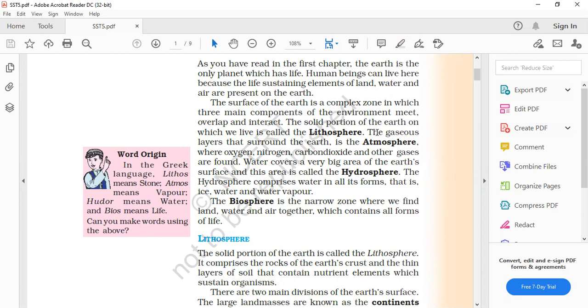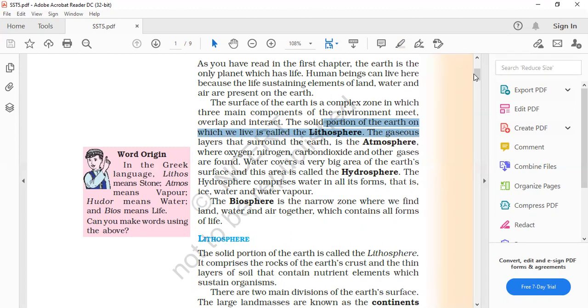And the solid portion of the earth on which we live is called the lithosphere, and the gaseous layers that surround the earth are the atmosphere. And what is hydrosphere? So here come three questions: what is lithosphere, what do you mean by atmosphere, what do you mean by hydrosphere, and also what is biosphere. These are actually for your very short answer type questions, which carry 1 mark.